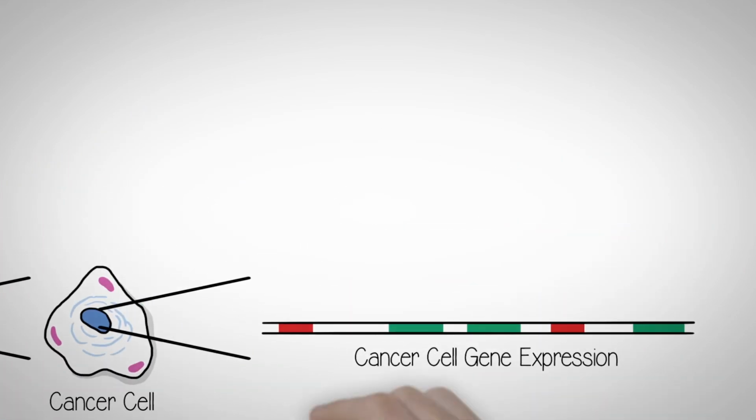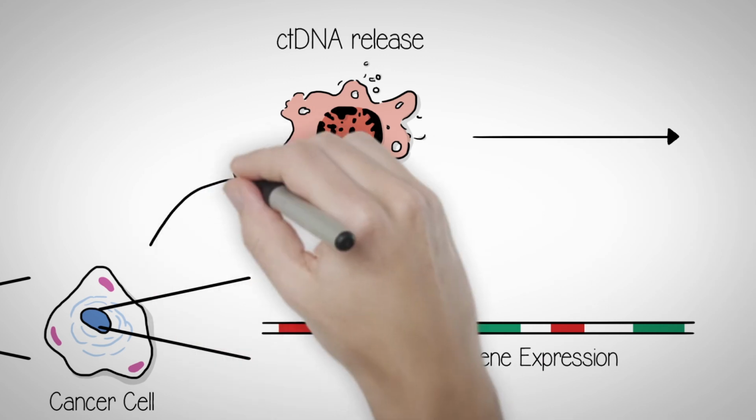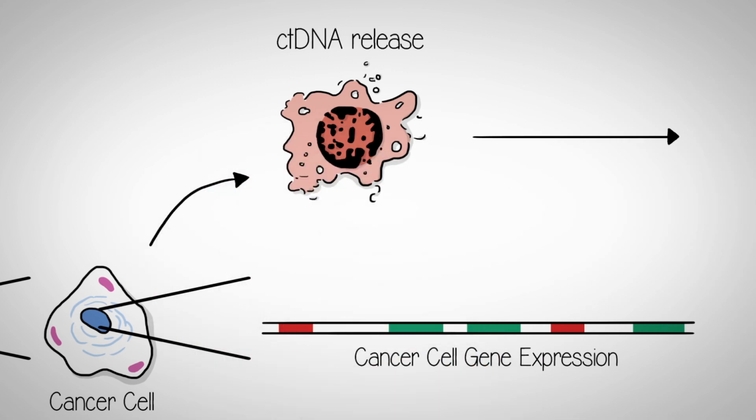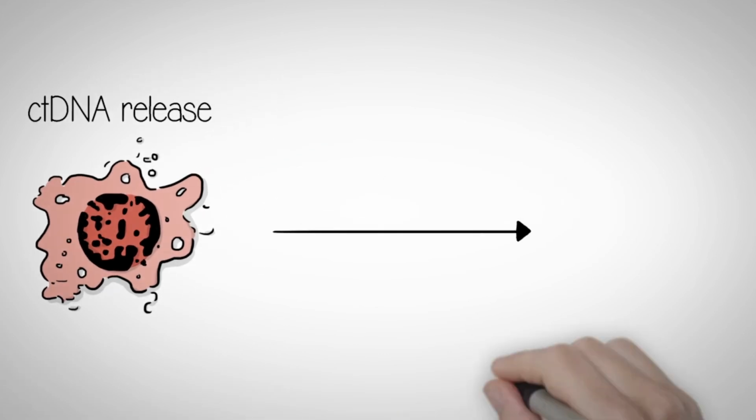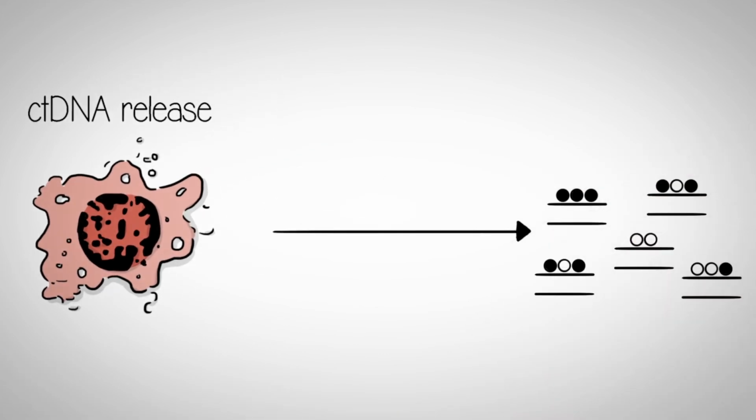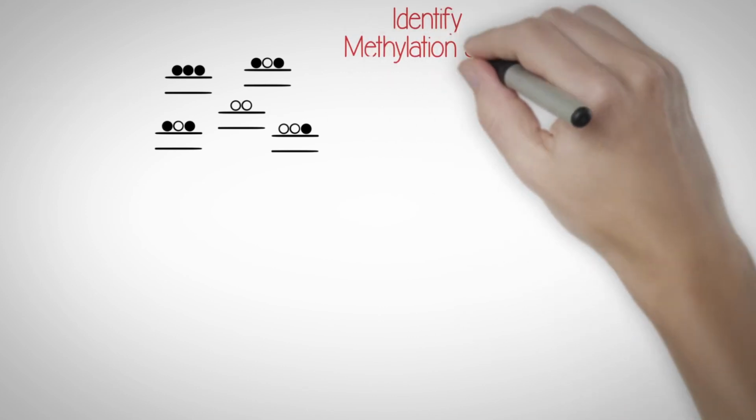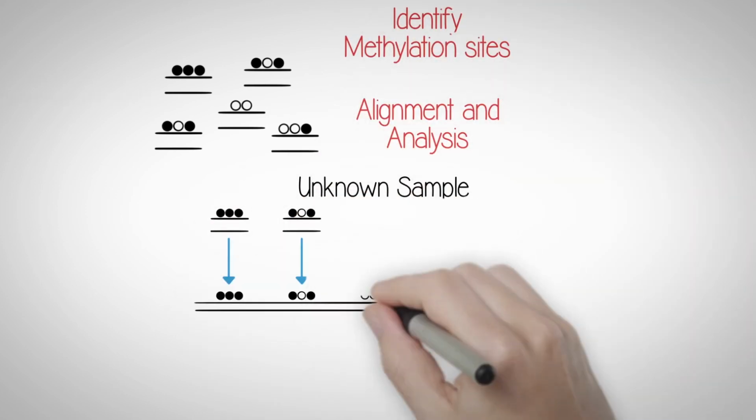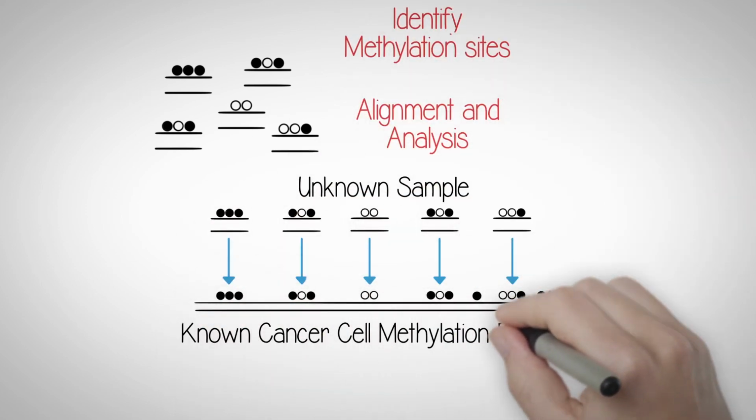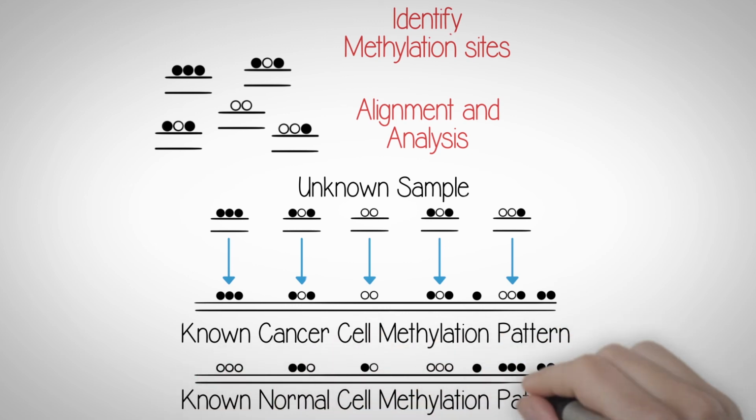The genomic DNA of cancer cells can be shed into circulation, often due to cancer cell death. This circulating tumor DNA can be isolated from blood samples, and the DNA methylation pattern can be identified by using advanced sequencing techniques. This pattern can then be compared to a database of known DNA methylation patterns of various cancers to aid in cancer detection.